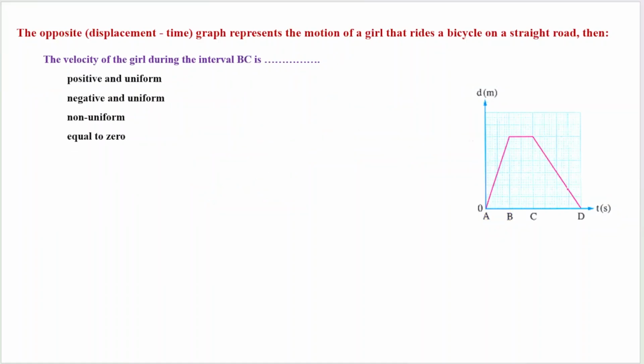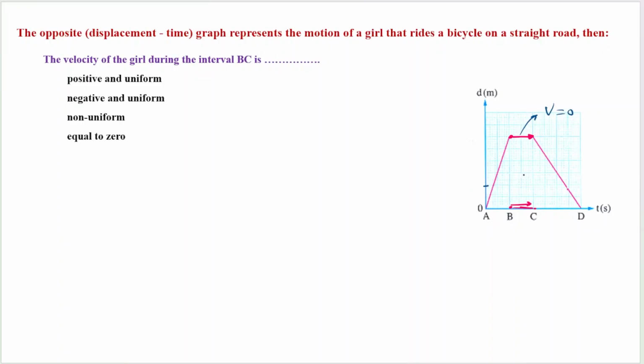The same question: the velocity of the girl during the interval BC. Can you see? This is B, this is C. As time passes, the displacement of the girl doesn't change. This means that the girl is at rest. She doesn't move. Her velocity is 0. How can you calculate it?